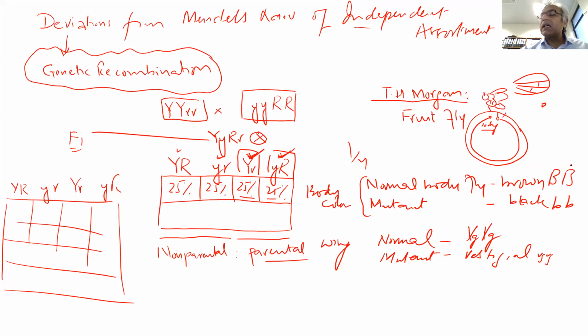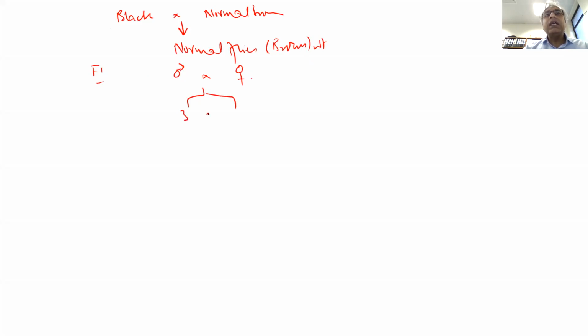When they set up a monohybrid cross, they followed perfectly the law of segregation, in which they had black flies crossed with normal flies. Normal means brown. They found all normal flies, which were brown, the wild type phenotype. And when they set up a cross of F1 male with F1 female, they found a 3:1 ratio of brown versus black.